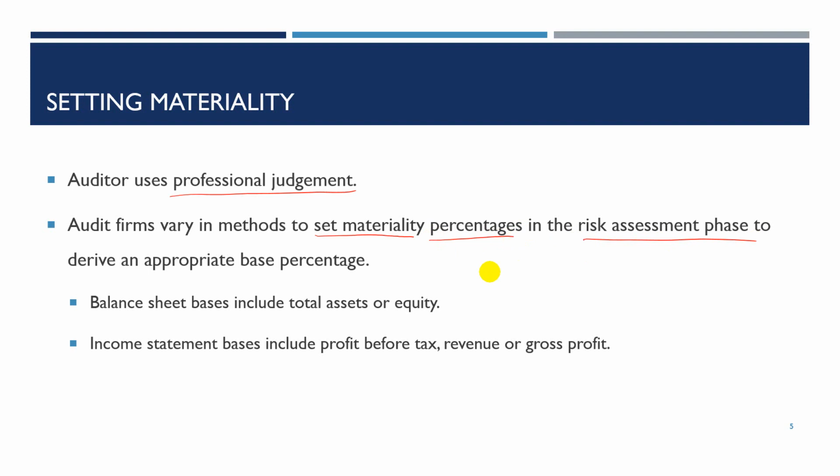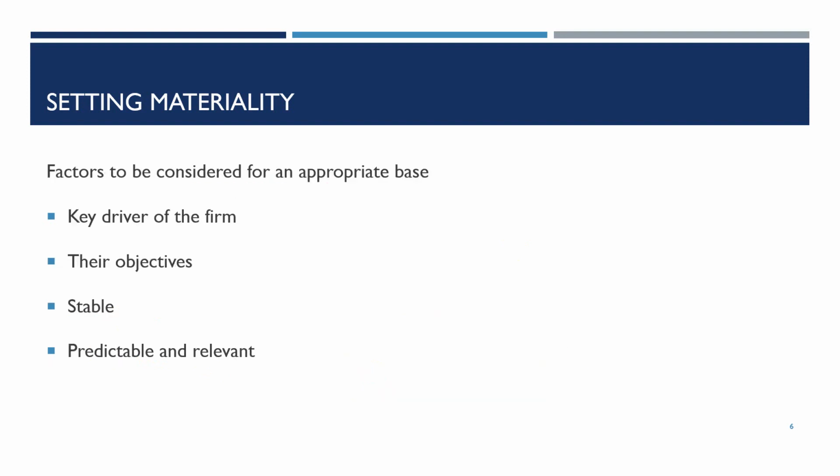On the balance sheet, the common bases are total assets or equity. The common bases on the income statement include profit before tax, revenue, or gross profit. When it comes to selecting an appropriate base for the client, the auditor considers a lot of things, such as what is the key driver for the company? A key driver is something that has a big impact on whether the company does well, or a leading factor affecting performance for a company.